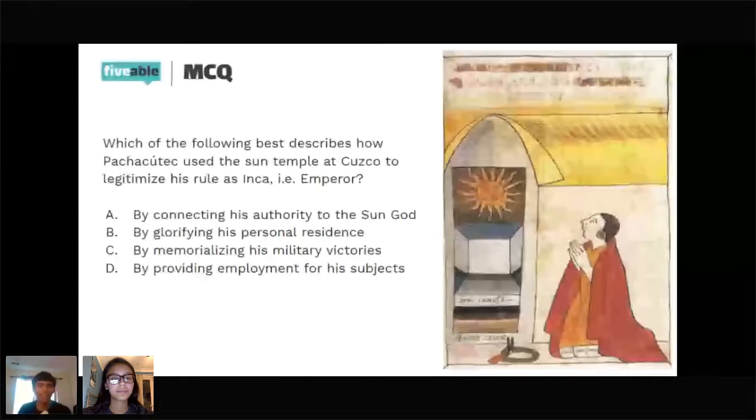Is it B, by glorifying his personal residence? C, by memorializing his military victories? Or D, by providing employment for his subjects? So I'll make a poll real quick. So, MCQ. You can answer that.